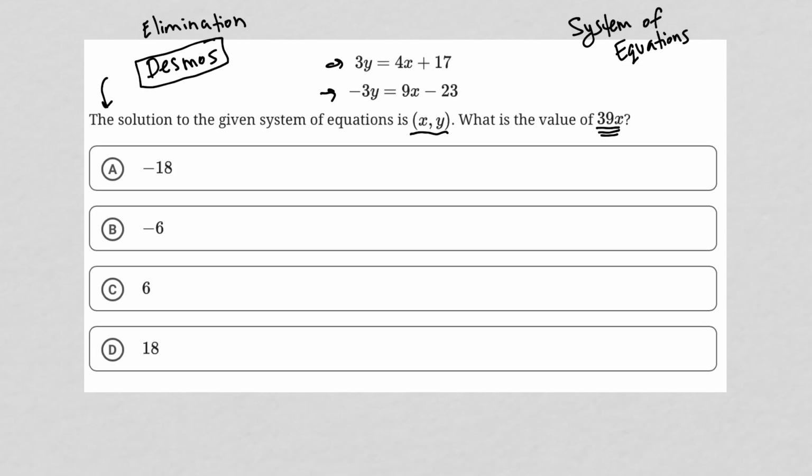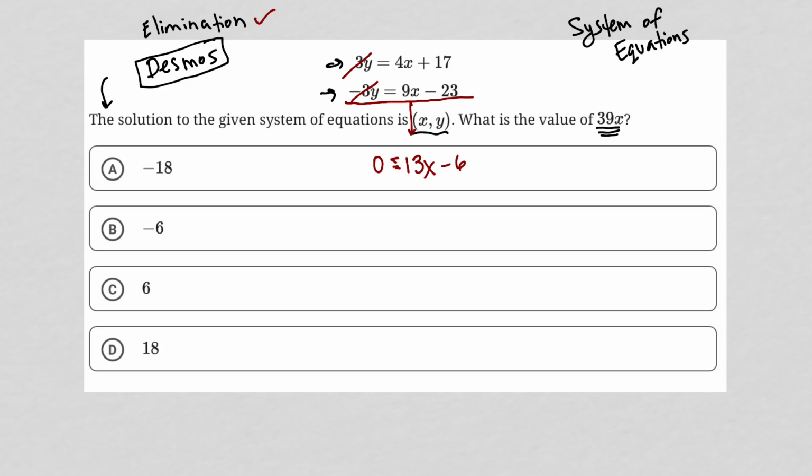So how would you use elimination here? Well, it's really set up nicely for you, to be honest. We can just add these two equations together. In doing so, the 3y and the negative 3y would cross out, which is our elimination step. 4x plus 9x would lead to a 13x. So we'd have 0 on this side. So 0 equals 13x, and 17 plus negative 23 would be a negative 6. So 13x minus 6. And we continue on from there.